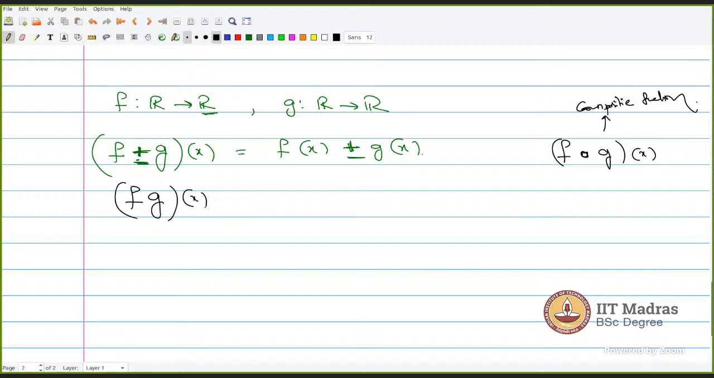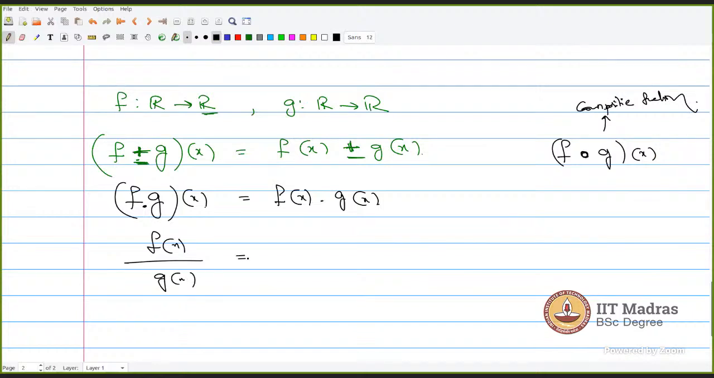So if there is a circle in between f and g, that is called a composite function. If there is no circle, if it is simply fg, that is a product. Sometimes they will give us f dot g, even that is also a product. And you can simply write it as f of x product g of x.